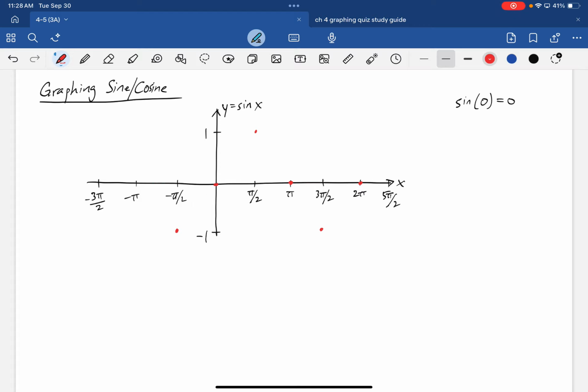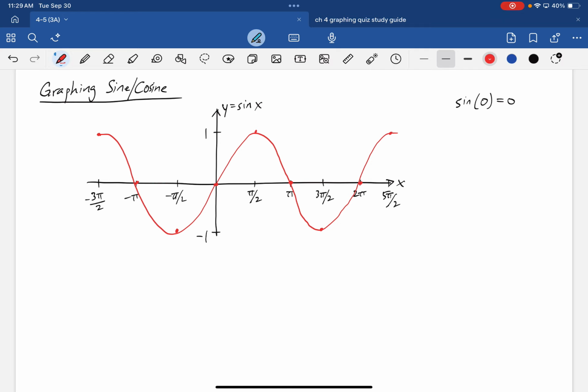Sine of -pi over 2 is -1. And sine of -pi is 0. And sine of -3 pi over 2 is +1. Okay? So graphing this is basically just connecting the points, except in a smooth and squiggly line. If you've ever seen waves, it's just shaped like waves. So it's going to look like this. Make sure it's smooth.